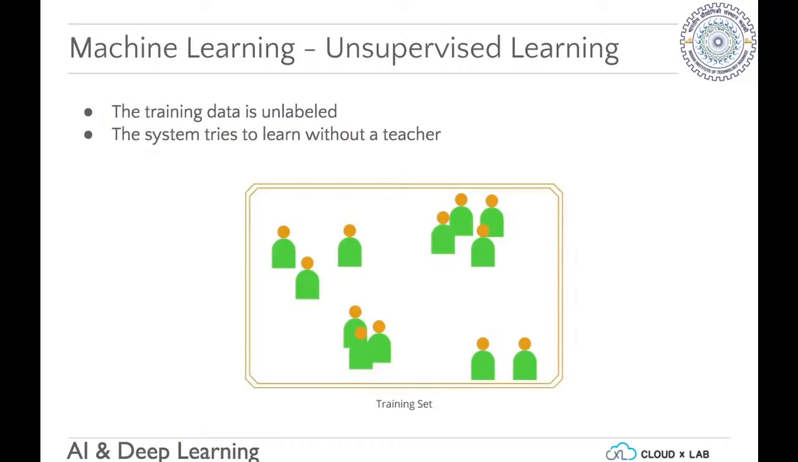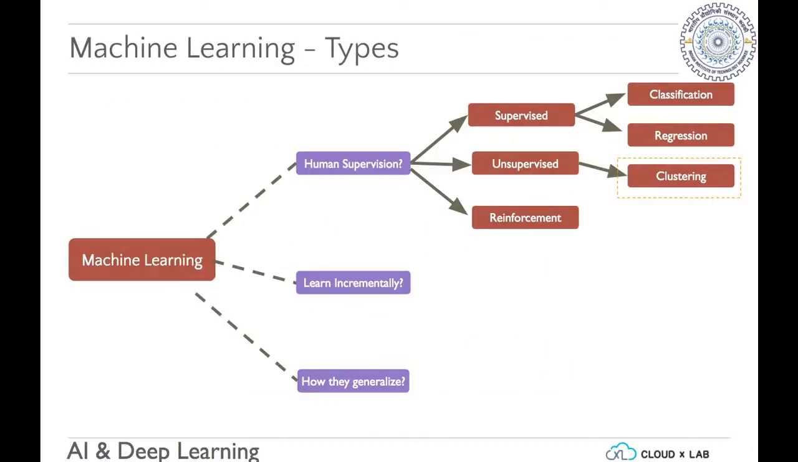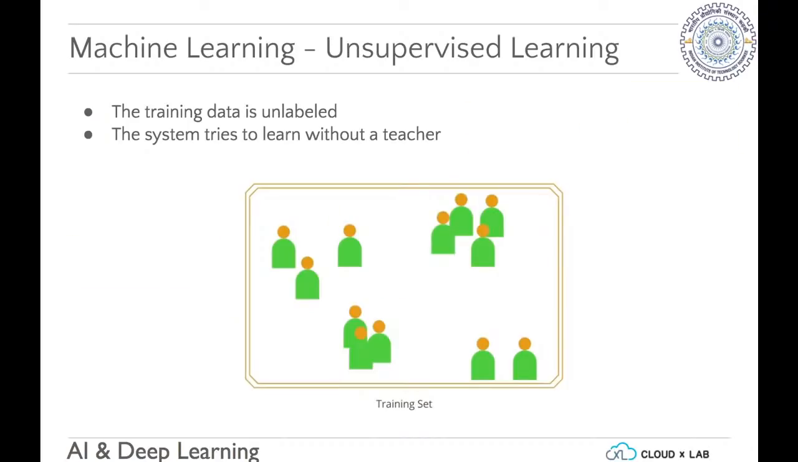That might sound very crazy to you. Let me just give you more examples. So training data doesn't have labels. The system tries to learn without a teacher. And the problem statements are like this. Given this data, these are my users. Tell me something about my users. Here are some transactions. Tell me the outliers in these transactions, right?